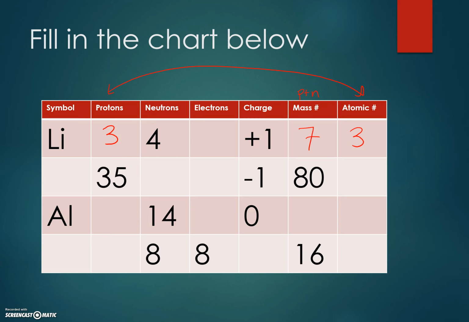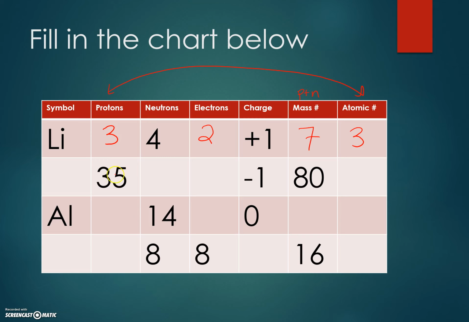It's weird to think of electrons. And so in this case, my electrons are 2 because I need to have 3 things that are positive and 2 things that are negative in order to have a charge of plus 1. Let's take a look at this next one.